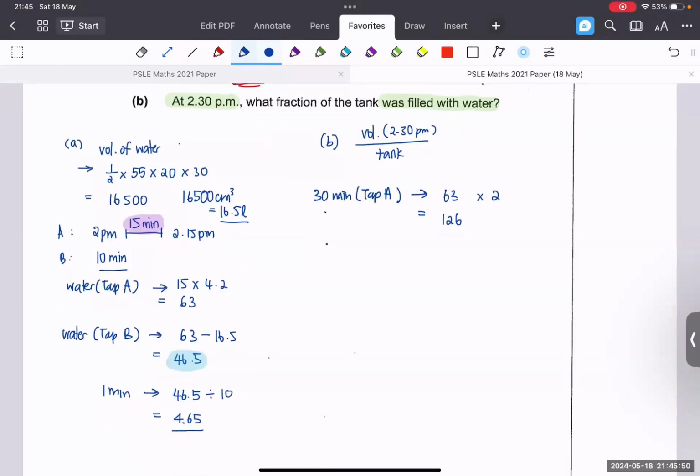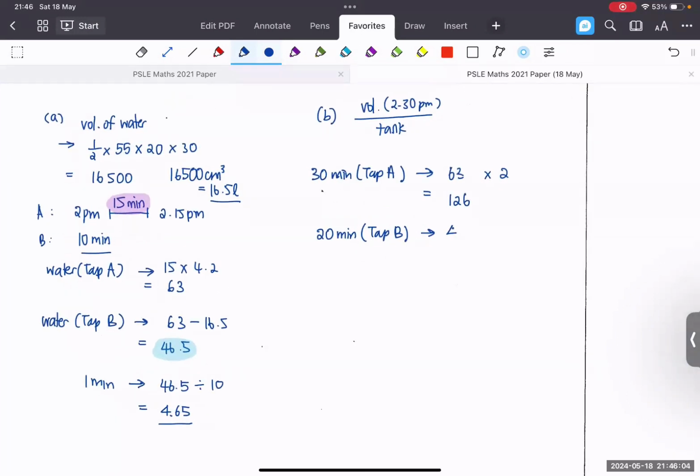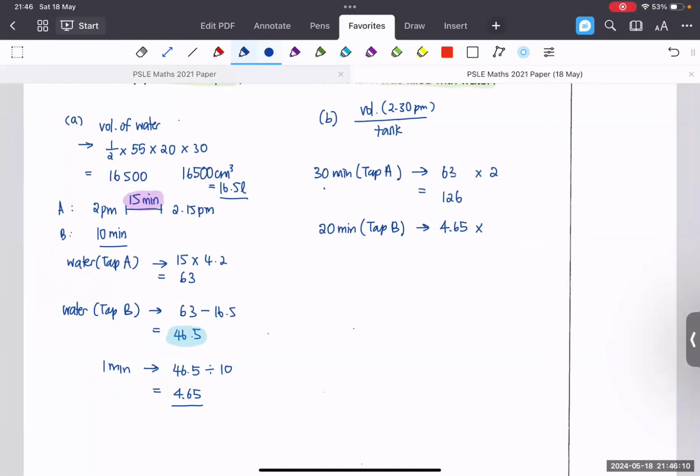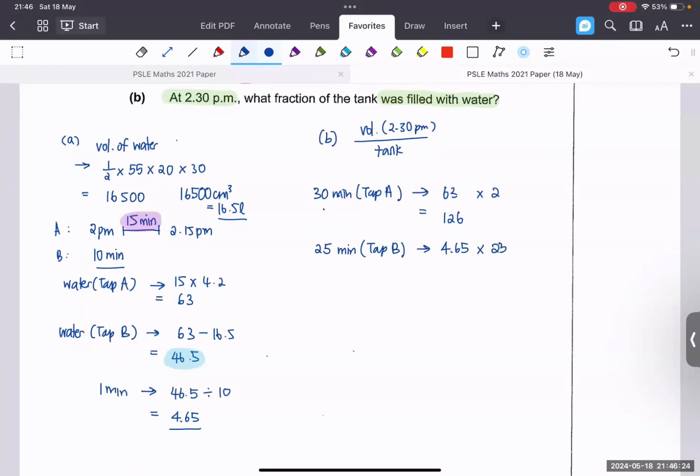Then after that, tab B would have flowed for 20 minutes. So you can subtract from 20 minutes. So what do we know about tab B? 4.65 liters for 1 minute. Okay, sorry, not 20 minutes, 25. My apology, I wrote it wrongly. So for 25 minutes, it will give us 4.65 times 25.